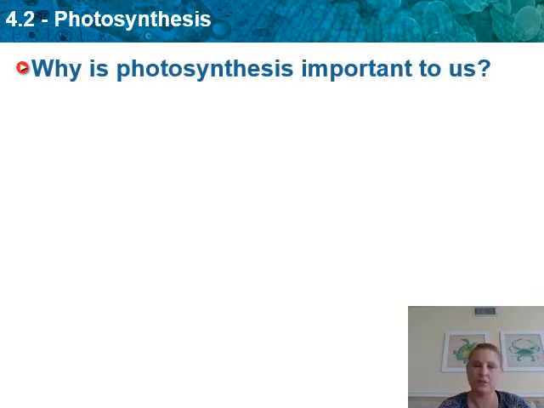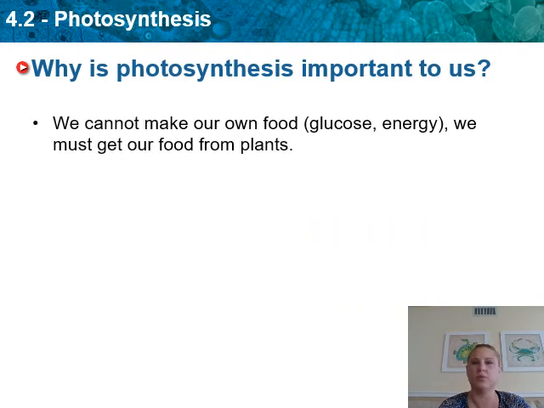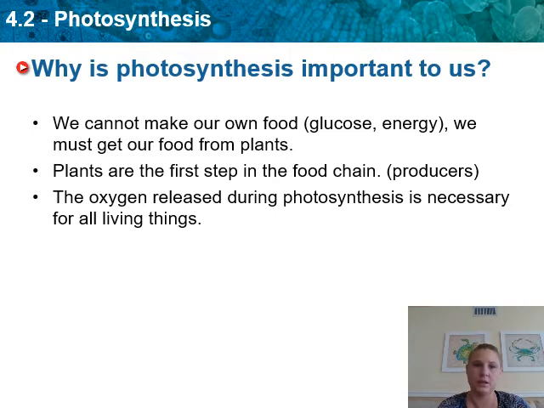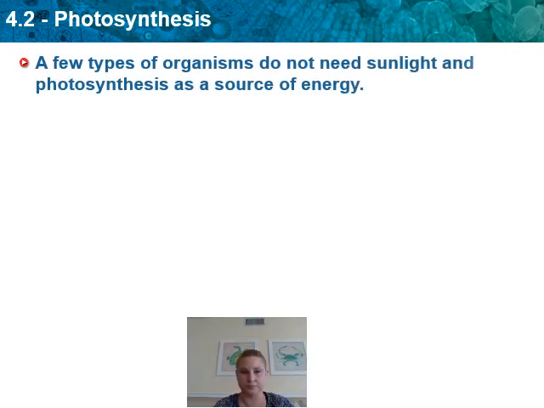Why is photosynthesis important? Well, we can't make our own food. We need glucose to make ATP, which is our chemical form of energy. So we must get our food from plants. So plants are the first step in our food chain. So we either eat plants themselves or we eat something that ate plants. The oxygen released during photosynthesis is necessary for all living things because we breathe in oxygen.